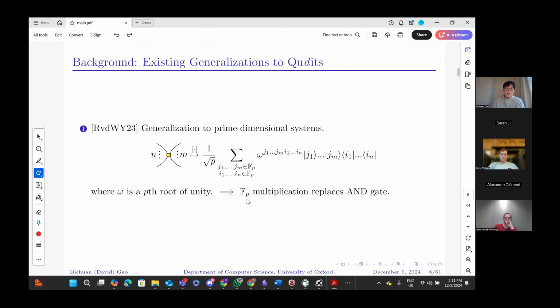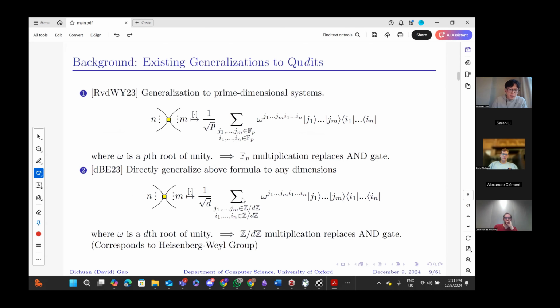Then you can just take this one step further. Neil de Beaudrap and East in 2023 defined a general qudit ZH calculus, where now, instead of -1 inside here, you have omega, which is a d-th root of unity, where d doesn't have to be prime. And so then what you get in this calculus is the AND gate becomes cyclic ring multiplication in Z mod dZ.